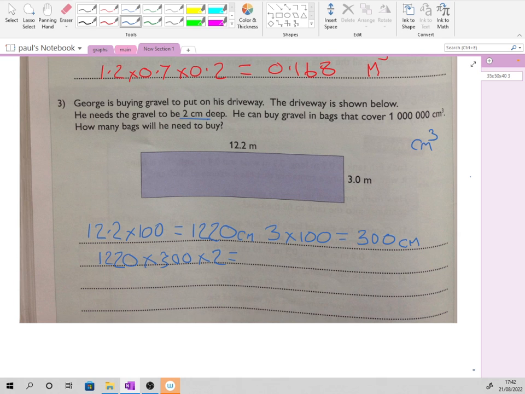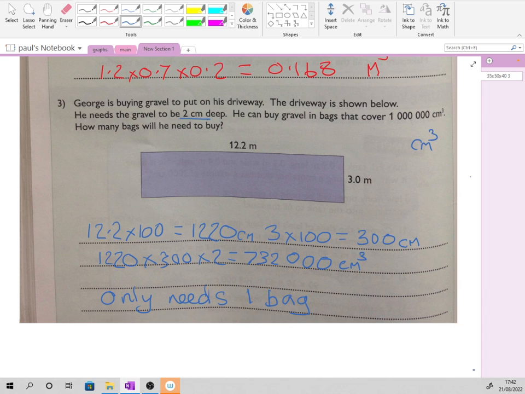See what that comes out. 1220 times 300 times 2 equals 732,000 centimeters cubed. Bags cover 1,000,000 centimeters cubed, so he only needs 1 bag.